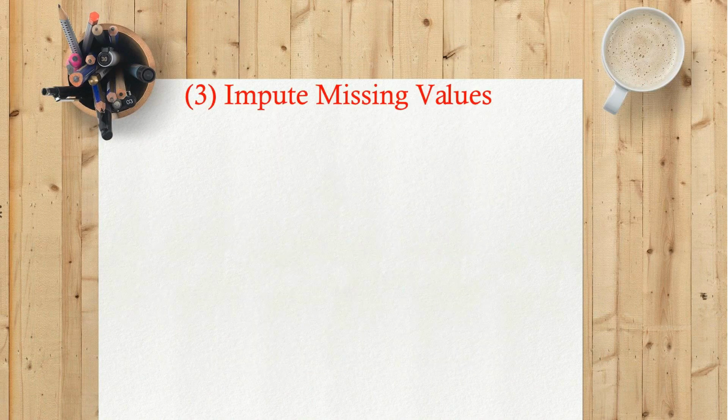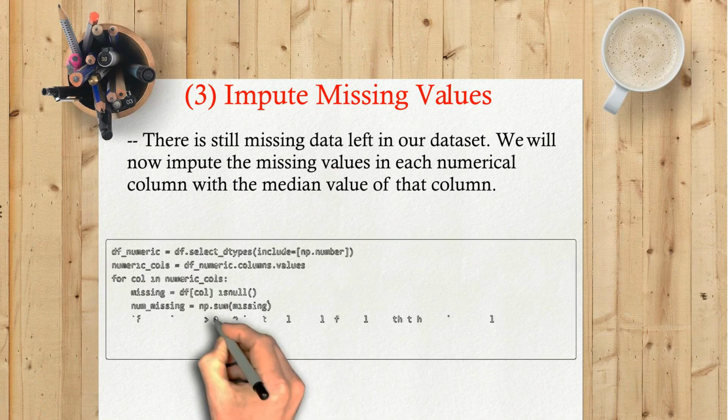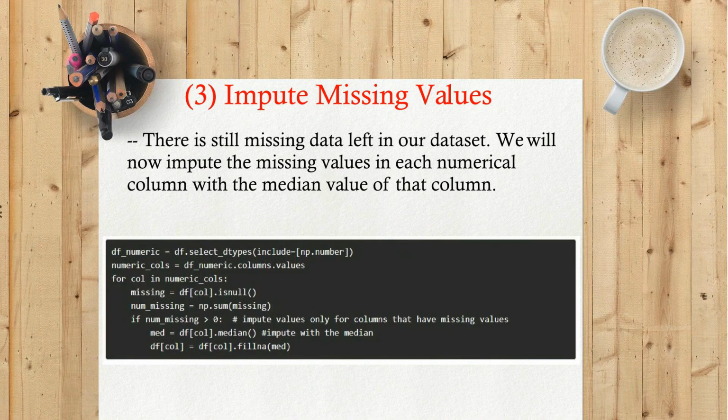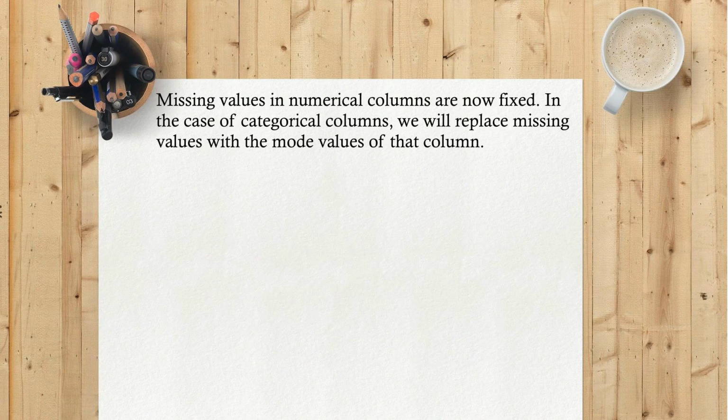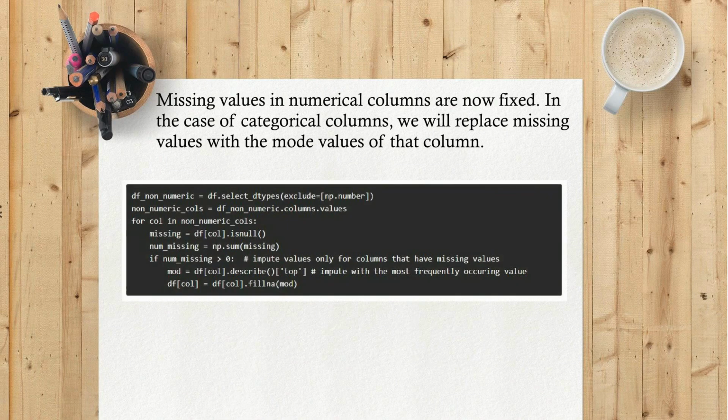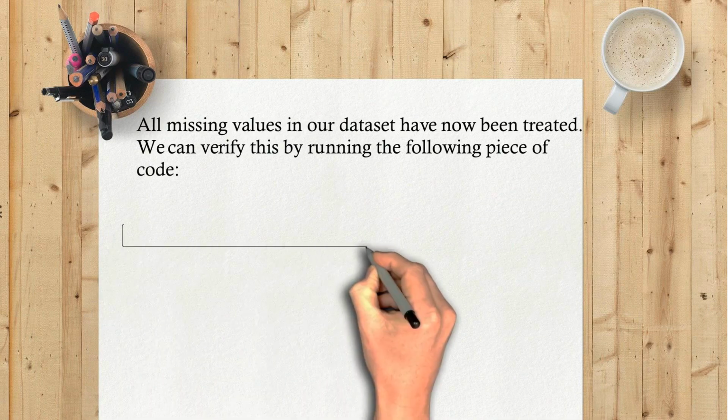3. Impute missing values. There is still missing data left in our dataset. We will now impute the missing values in each numerical column with the median value of that column. Missing values in numerical columns are now fixed. In the case of categorical columns, we will replace missing values with the mode value of that column. All missing values in our dataset have now been treated.